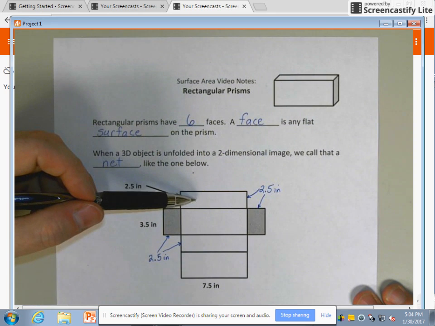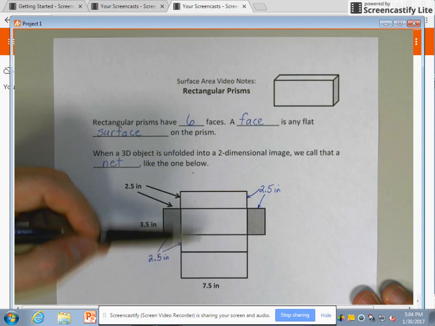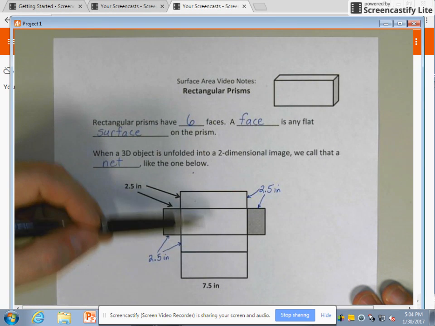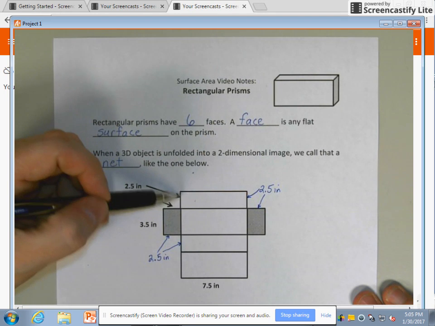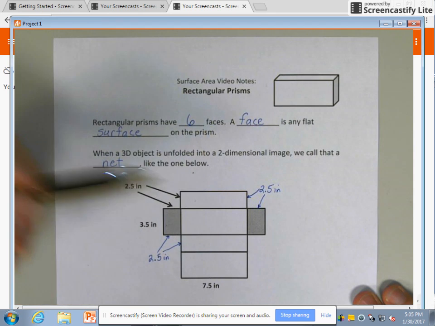Because this surface here was the top part, and this surface here would have been the bottom part of the prism. Not only are they parallel to each other, but they are congruent. They're the same size. So if these edges are from this top part, then this edge is going to be congruent. They're going to be the same size.